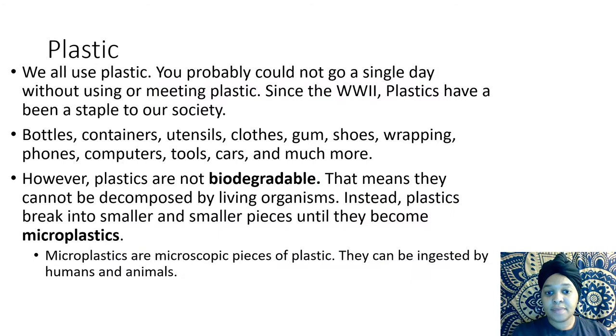One type of pollutant that we use in our day-to-day life is plastic. Since World War II, plastics have been a staple in our society. So I listed some ways that we come in contact with plastic each day. We have bottles, containers, utensils, clothes. You may think your clothes are all cotton or whatever, but some clothes do have plastic in them. Think about some zippers that you have on your jackets, or some buttons.